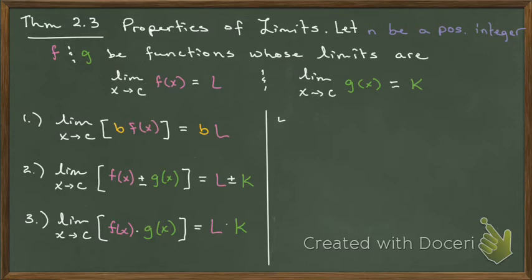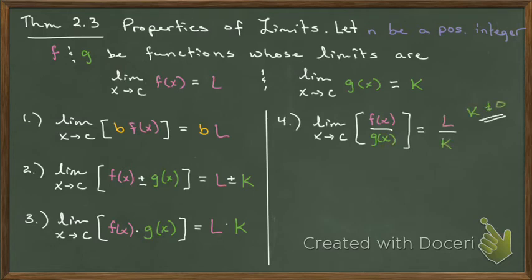Okay? I can also divide with number 4 here, f divided by g, but I have to be careful. K cannot be 0 in this case. So there's a little stipulation. I can add and subtract limits, I can multiply, I can divide, but I can't divide by 0. Okay, so as long as K is not 0, we're good to go. And one more, number 5, the limit as x goes to c of f of x to the power n is the limit of f, which is L, raised to the power n.